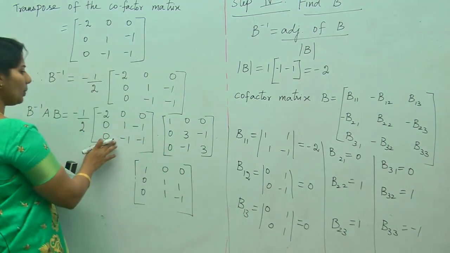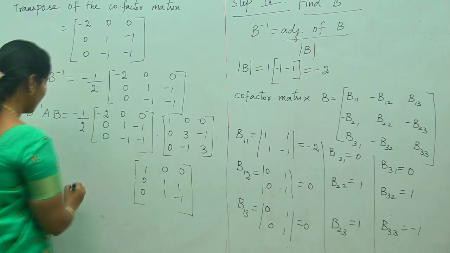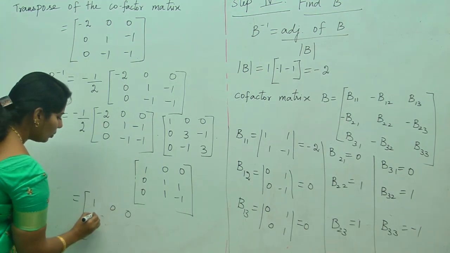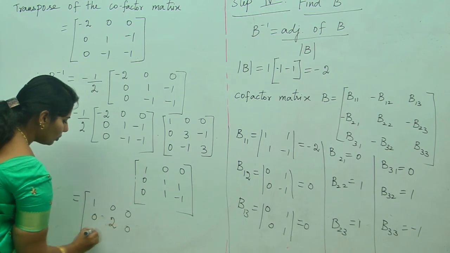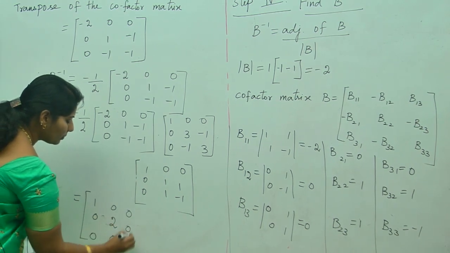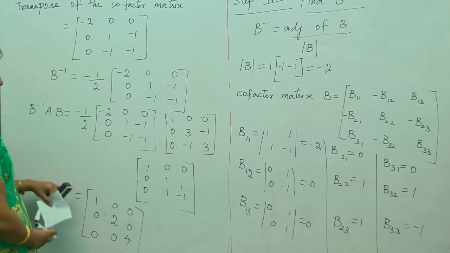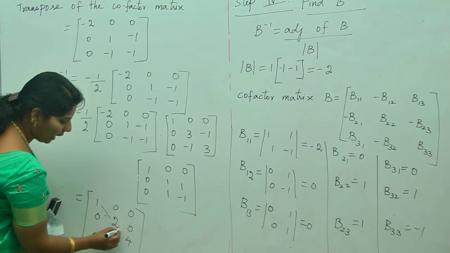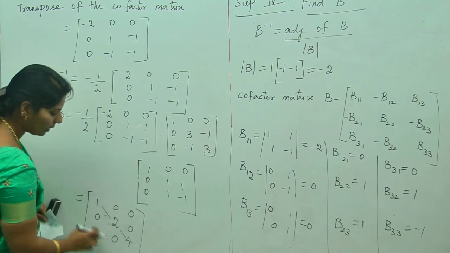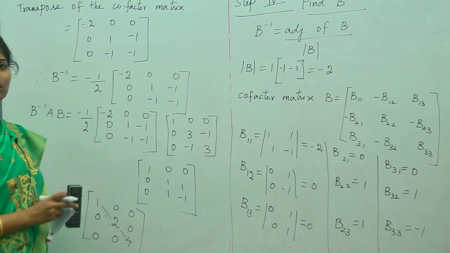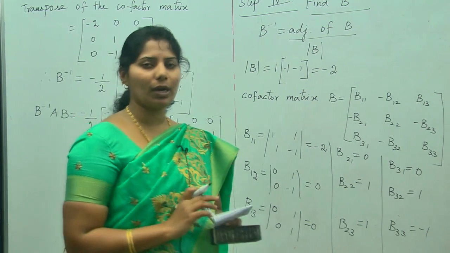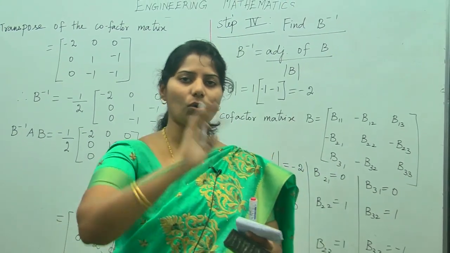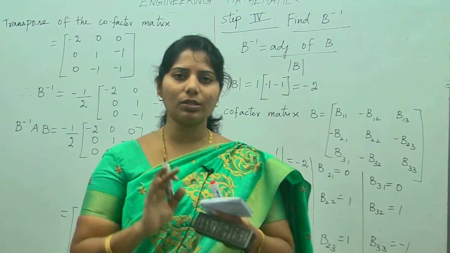So when you multiply all these, you will get the diagonal form of the matrix, that is 1, 0, 0, 0, 2, 0, 0, 0, 4. So from this you can see that the diagonal elements are all the eigenvalues, the rest of the elements are all zeros. This is the diagonal form of the matrix. So here no formulas, nothing, you can just go according to the working rule, that is the procedure.